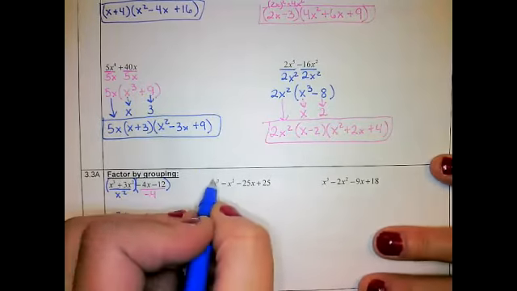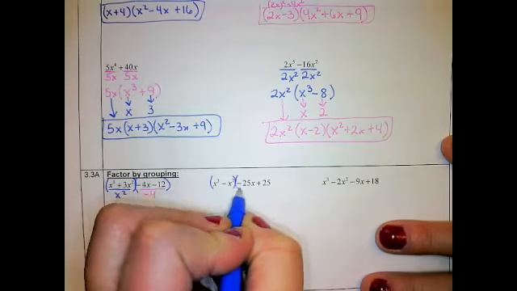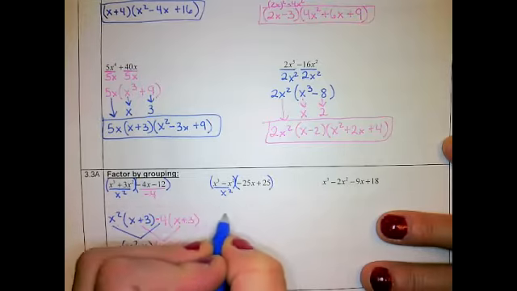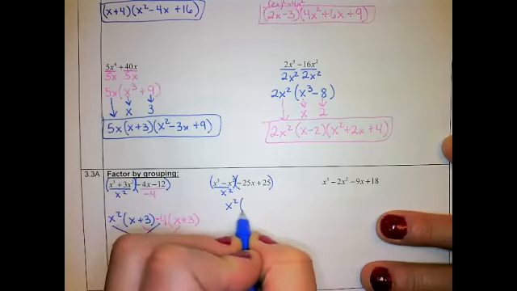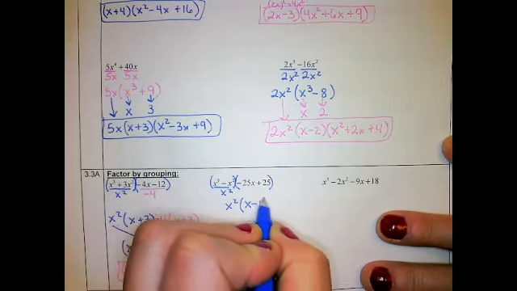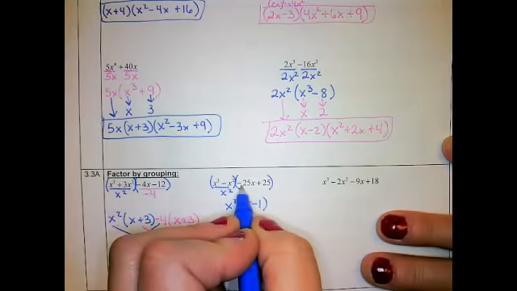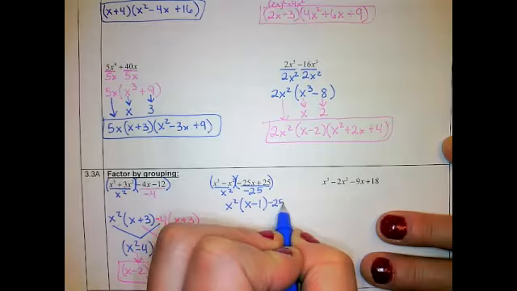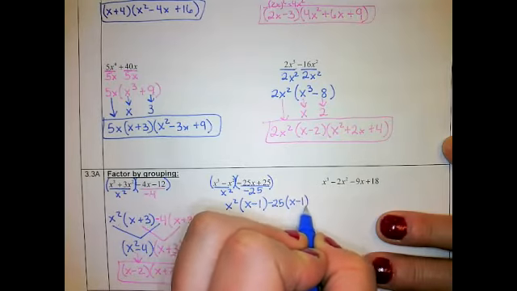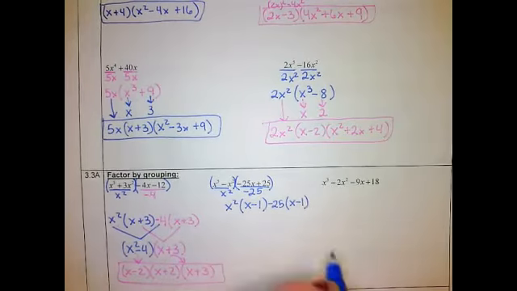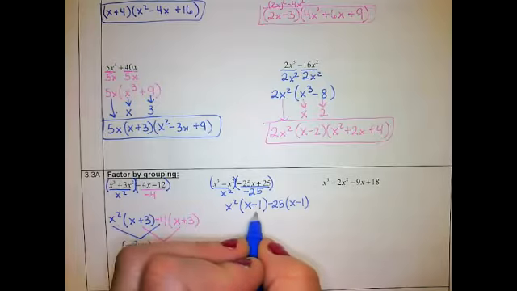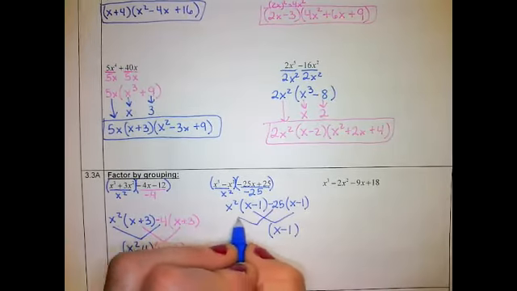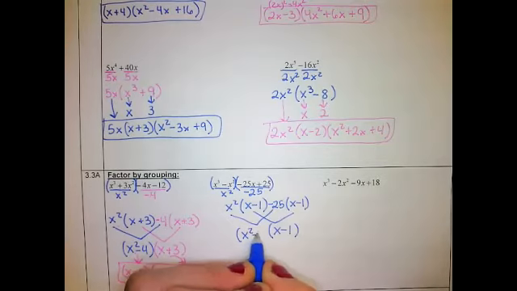Let's go ahead and look at our next one. There's 4 terms, so I'm going to try factor by grouping. Out of these first 2 terms, I can take an x squared, and I'm left with x minus 1. Out of this other group, I can take a negative 25, and I'm left with x minus 1. So now I have a matching pair, and I have what's outside of them.